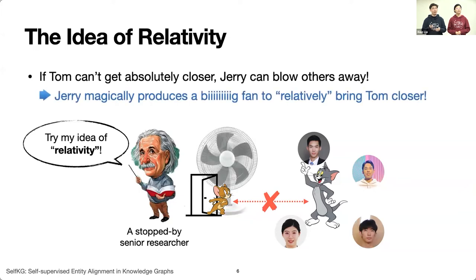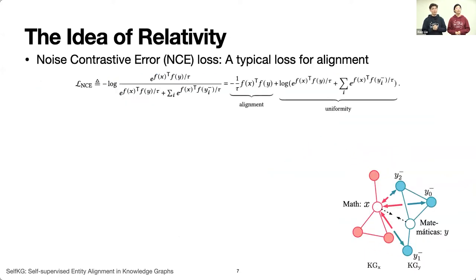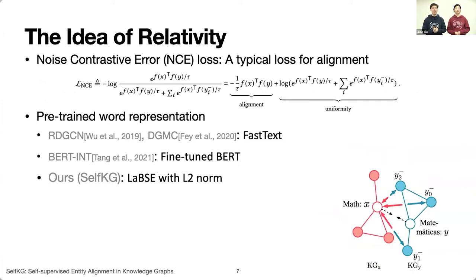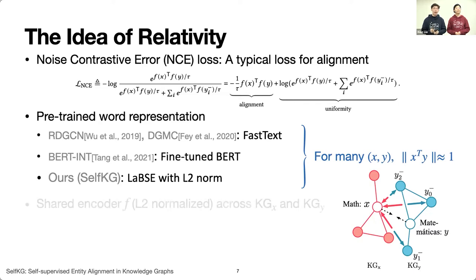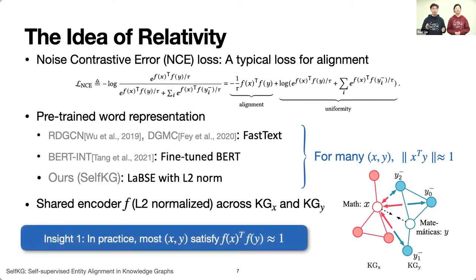Well, actually, certainly, given the popular contrastive loss in entity alignment, it can be decomposed into an alignment term and a uniformity term. Upon this, we noticed an interesting phenomenon if we use pre-trained word representations in entity alignment. No matter whether it is the fastText technique, fine-tuned BERT, or LaBSE that we use in our work, the powerful pre-trained models can satisfy that for a positive pair x and y, their normalized inner product is usually as large as 1. With an additional shared encoder f across both KGs, in practice, we discovered that for many x and y, their corresponding f(x) and f(y) inner product is still very large. And that's our first insight.